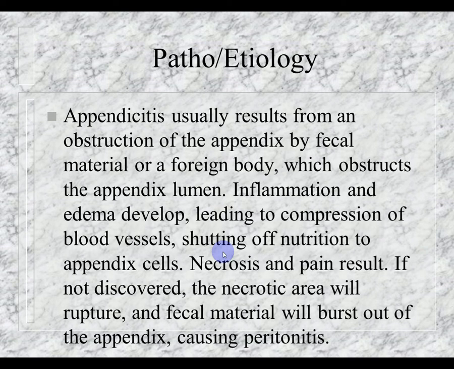The pathophysiology of appendicitis usually results from an obstruction of the appendix, and it can be by fecal material or a foreign body. Now, what do I mean by foreign body? They have found hairballs, fingernails, parasites in the form of pinworms, and other microorganisms that have obstructed the lumen. It doesn't matter what it is, once the lumen is obstructed, inflammation and edema develop.